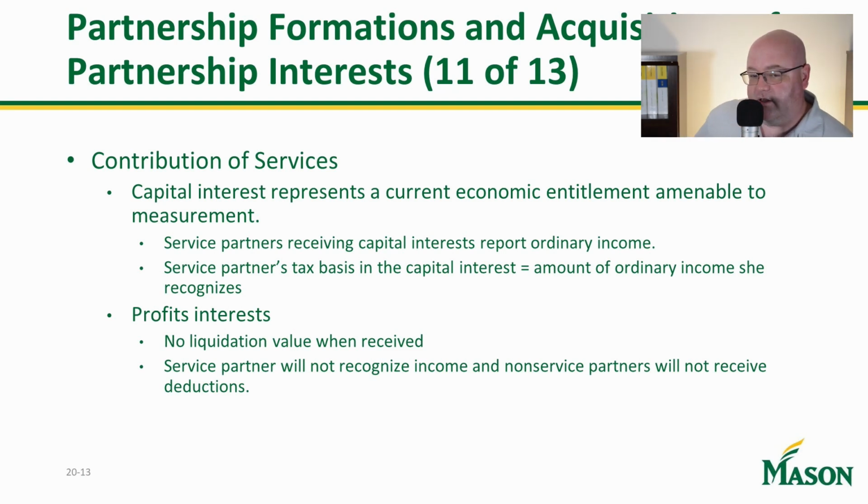I know a lot of people say, well, no, we want this to be 50-50 down the middle. Okay, that's fine. You can do profit interest all you want. Doesn't matter. You can set that up any way that you want. Profit interest, you want to do 1% to your dog? I don't care. There's no tax effect to that. But if you try to divvy up that capital interest, you're going to have a bad tax effect.